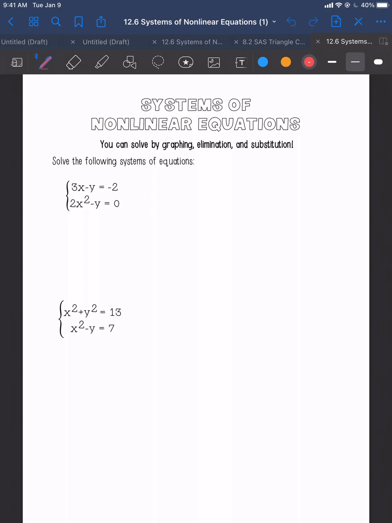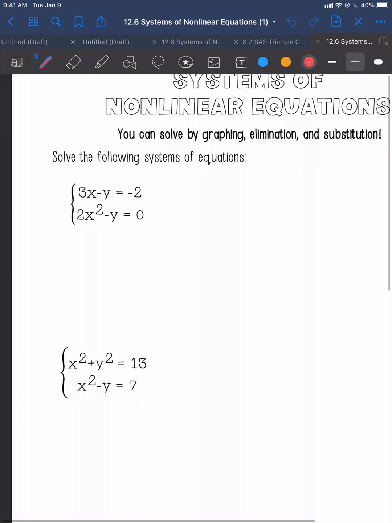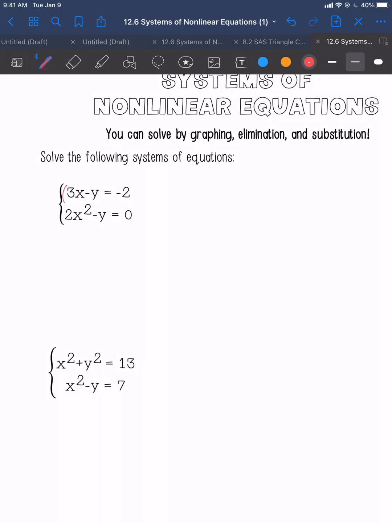You can solve by substitution or elimination, and I'm going to show you the graph and what the solution looks like on there. But I'm just going to go ahead and solve this one by elimination. So I'm going to multiply the top one by -1. That would give me -3x plus y equals +2. The bottom equation stays 2x squared minus y equals 0. My y terms are opposite, so I can add the two equations. And that gives me 2x squared minus 3x. The y's eliminate. Equals 2.